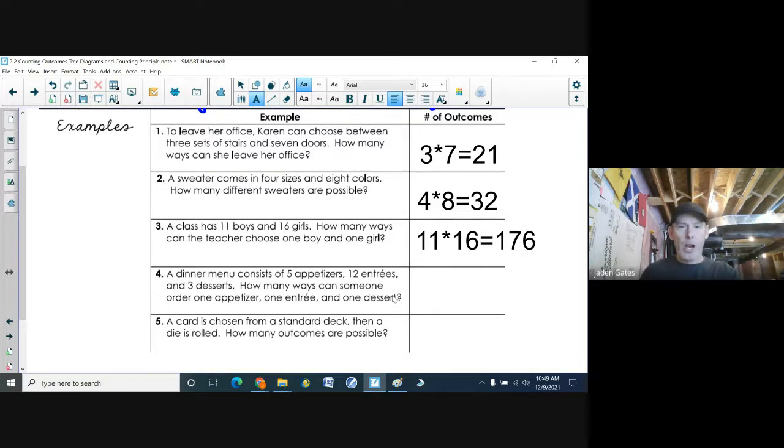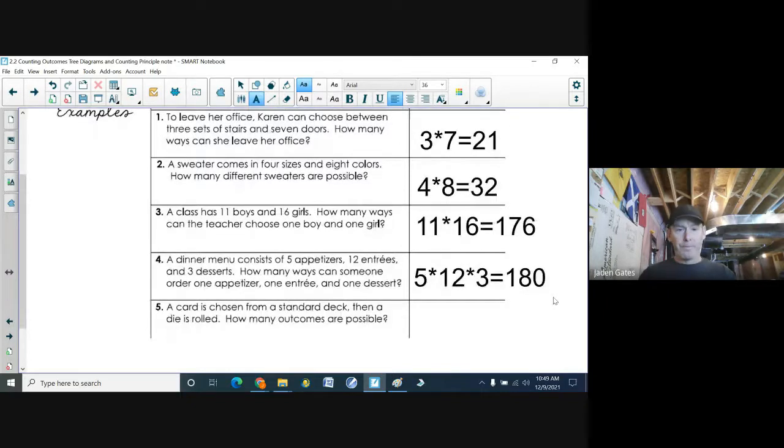Let's see, a couple more here, and then we'll finish it up. A dinner menu consists of 5 appetizers, 12 entrees, and 3 desserts. How many ways can someone order 1 appetizer, 1 entree, and 1 dessert? So now we've got 3 different choices. To start off, you've got 5 appetizers you can choose from, 12 different entrees, so that's your dinner meal. So times 12, and then dessert. You've got 3 choices. So this time we're going to take 5 times 12 times 3. And so you've got 180 different options to eat dinner.